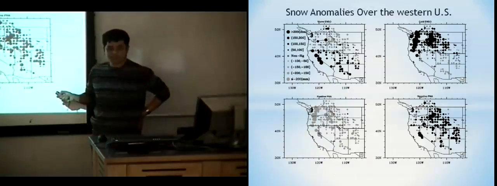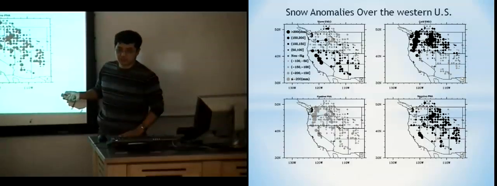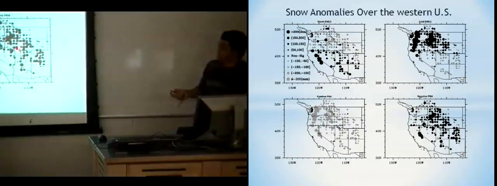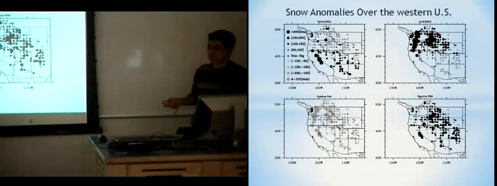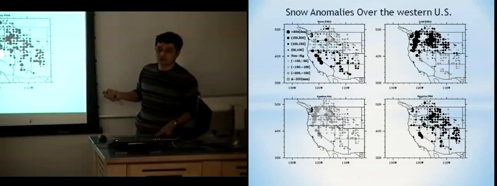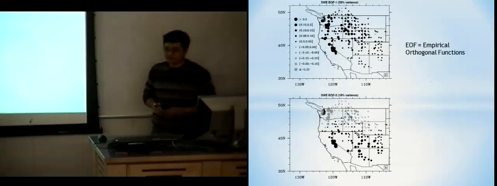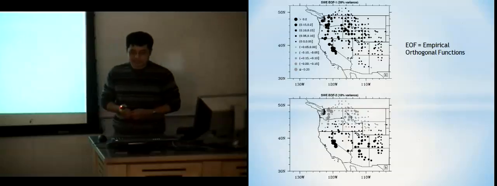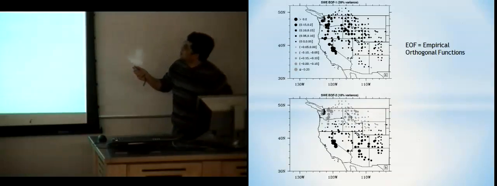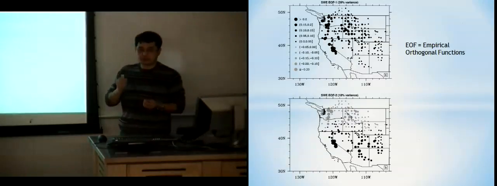Under the positive PNA pattern, the entire western United States snow decreases. But during the negative PNA pattern, almost the entire western United States snowpack increases. So this is the full pattern that causes interannual variability of snow. So what process causes these snow anomalies? We applied EOF functions to these snow depths. The EOF is called empirical orthogonal function. That basically retrieves the dominant snow variability patterns.